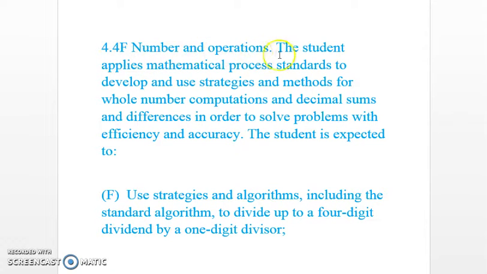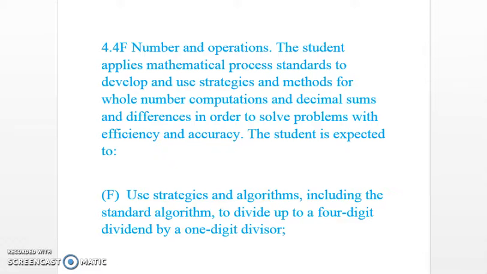Number and operations. The student applies mathematical process standards to develop and use strategies and methods for whole number computations and decimal sums and differences in order to solve problems with efficiency and accuracy. The student is expected to use strategies and algorithms, including the standard algorithm, to divide up to a 4-digit dividend by a 1-digit divisor.